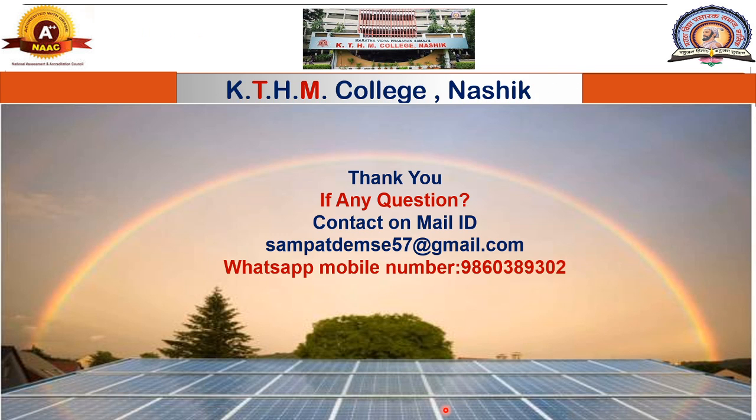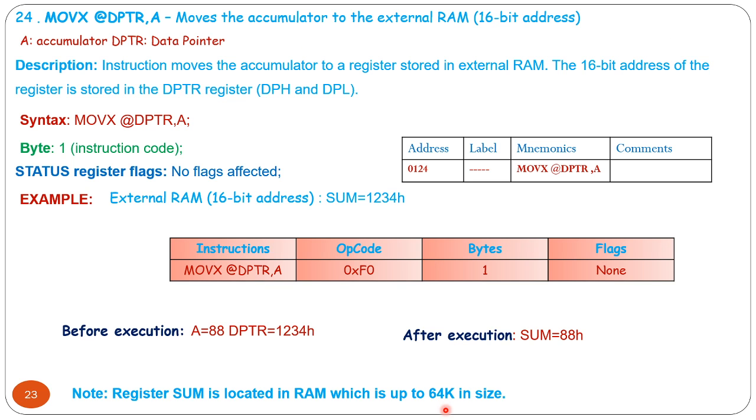Thank you, students. If you have any questions regarding this topic, we studied in this instruction set how to move a code byte to the accumulator, or accumulator content to the code byte memory, or move external memory with the DPTR pointed register, or the content of accumulator to external memory whose address is pointed by DPTR or the R0 or R1 register. I think you may understand this video nicely.